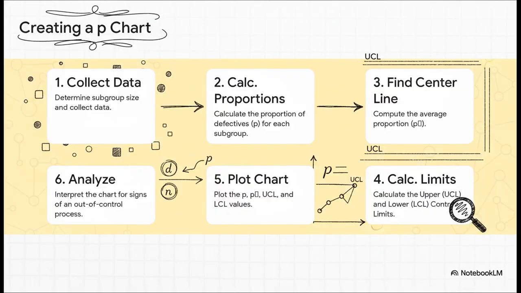So here it is, the 6-step roadmap. It's super logical. First, you just collect your data in batches. Then, for each little batch, you figure out the percentage of defects.